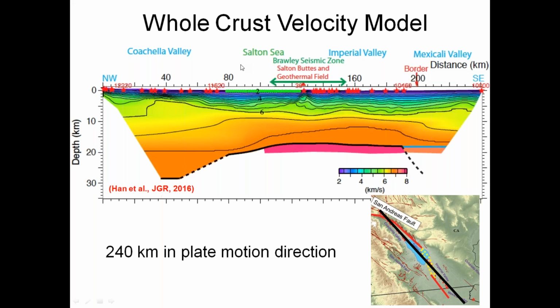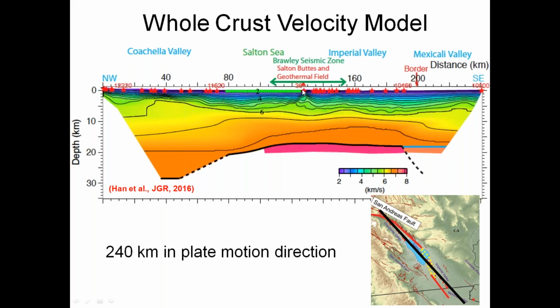Using all the first arrivals and PmP, Pn, we build our velocity model in the plate motion direction shown by the thick black line. It is about 240 km long from northwest on the left to southeast on the right, including Coachella Valley, Salton Sea, Imperial Valley, and Mexicali Valley. All the red stars are our shot points, and the green circles are OBS in the Salton Sea. Brawley seismic zone and the Salton Sea geothermal field are in the middle.